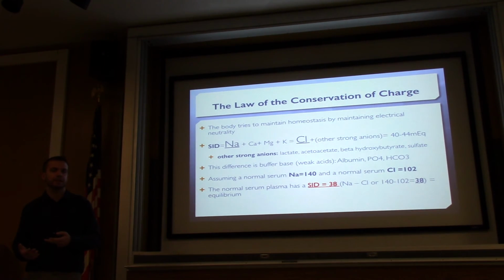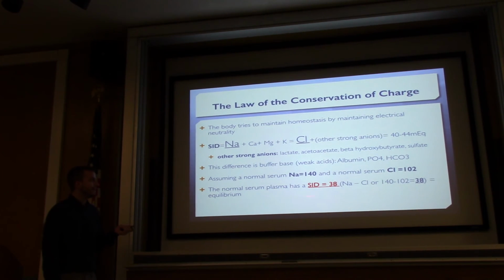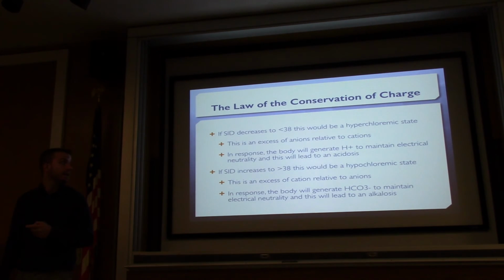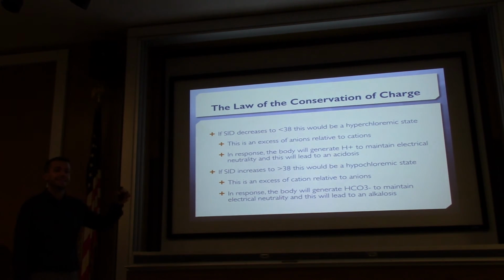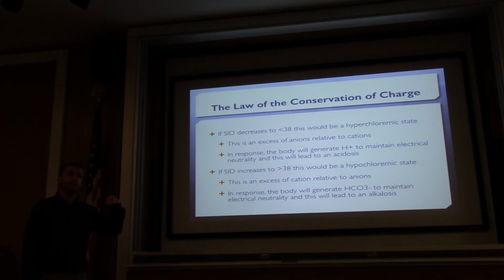Is this making sense for anybody? Okay. So anything that deviates from this is either going to make the person more alkalotic or make the person more acidotic. So if the SID decreases to less than 38, that means you have a hyperchloremic state, your body responds by getting more hydrogen ions, you become more acidotic. If your number is greater than 38, you have a higher sodium or a lower chloride, and your body responds by making more bicarb. For the math in this, are you correcting sodium to glucose? Or you just leaving? No, they do it on both.